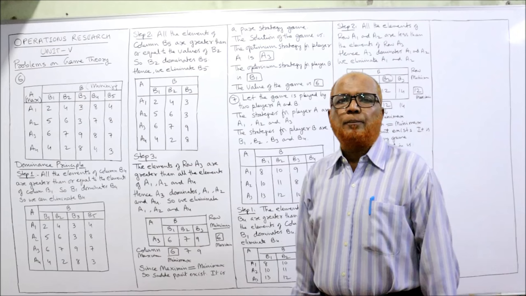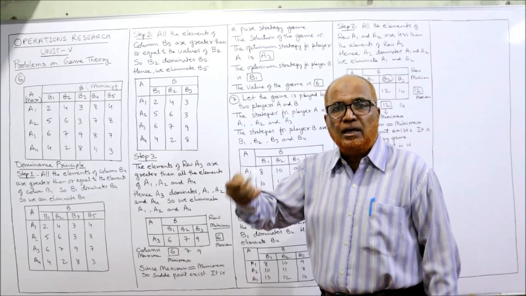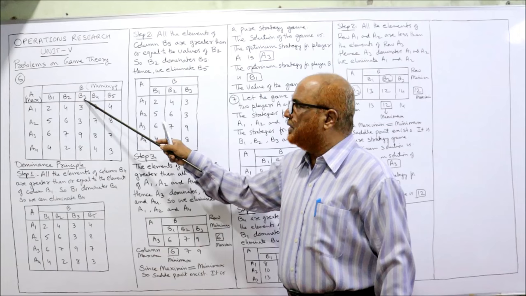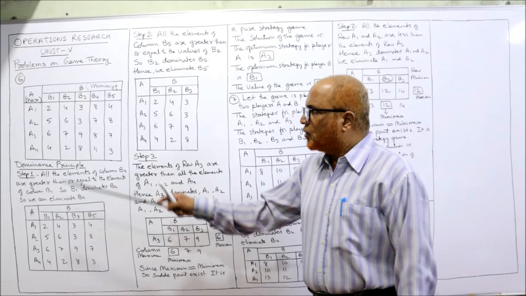Because all the elements of B4 are greater than or equal to the elements of B1, B1 is dominating B4, hence we eliminate B4. Eliminating B4 means only B1, B2, B3, B5 remain. B4 is gone. The rows are the same: A1, A2, A3, A4.